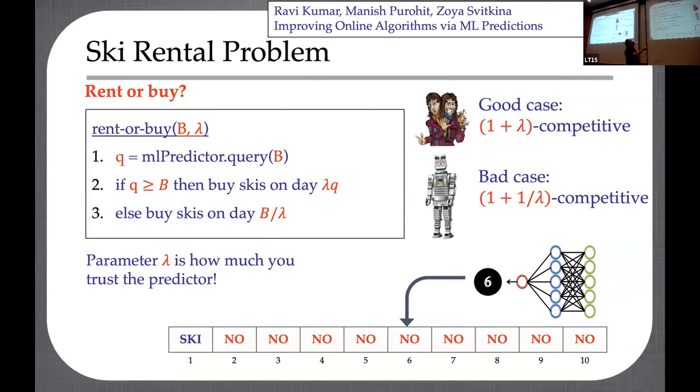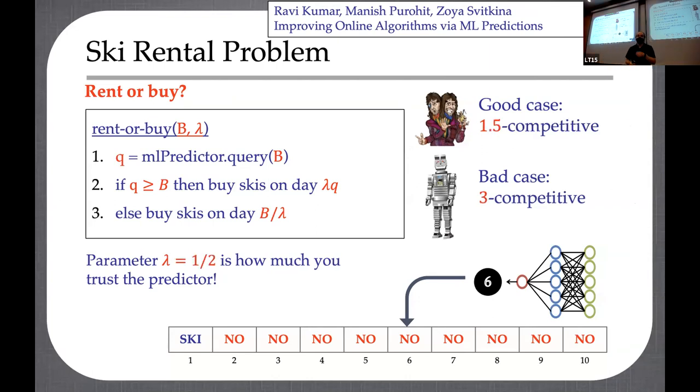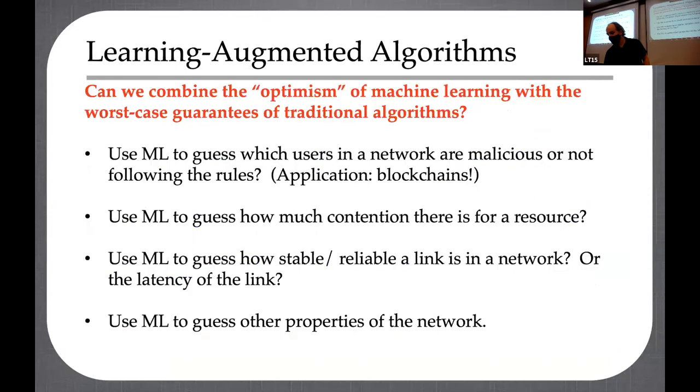In the good case, it's one plus lambda competitive. In the bad case, it's one plus one over lambda competitive. Let me plug in the value of a half. If you set lambda equal to a half, you'll do better than your two approximation if your oracle is good, but you'll never do worse than three competitive even if your oracle is bad. So again, there's this trade-off we want, where if our oracle is good, we do well, and if it's bad, we don't hurt too much.